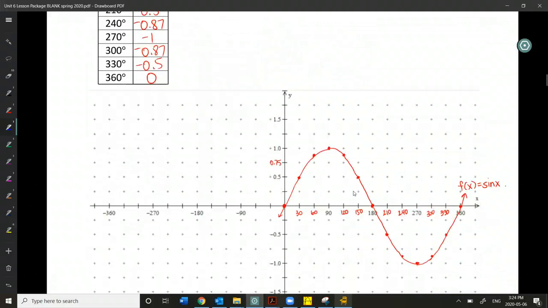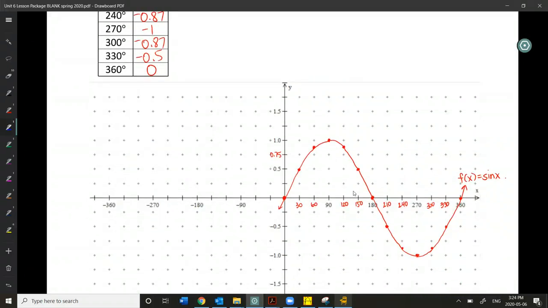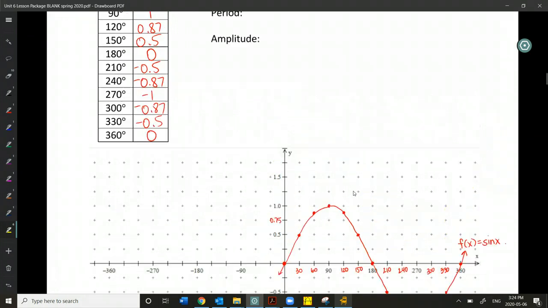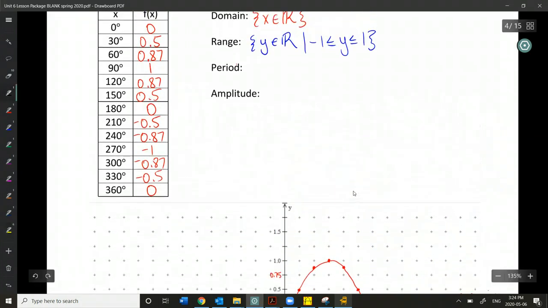Okay, so as I said, if this is showing us one cycle, that means that one cycle must take from 0 all the way to 360, and then you'll notice that the pattern continues after that. So the period of the sine function is 360 degrees.